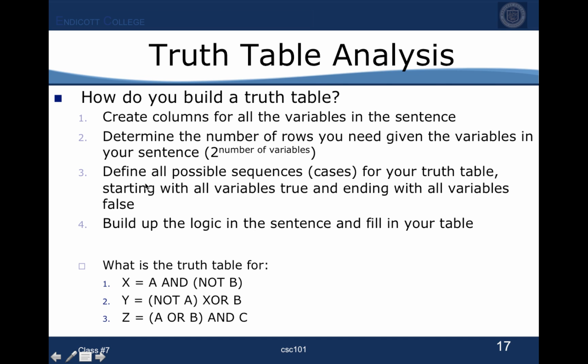And then I want to define all possible sequences for the truth table, starting with all the variables true and ending with all the variables being false. So we're going to build up our logical sentences when we go to fill in these tables, just by asking ourselves, all right, in all of these cases, what would my results here be? Would they be true? Would they be false? And so on and so forth.